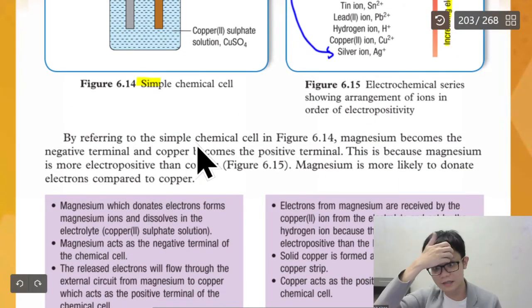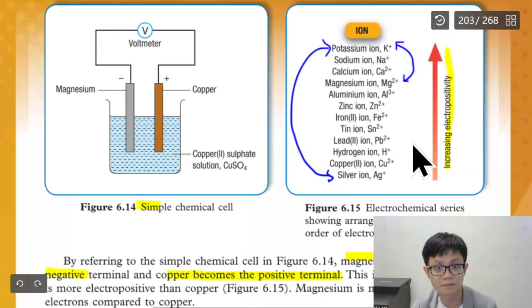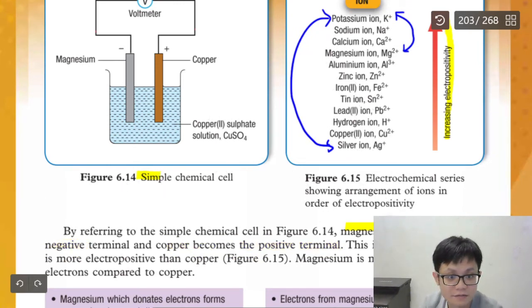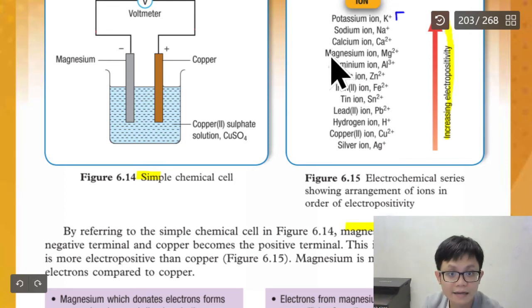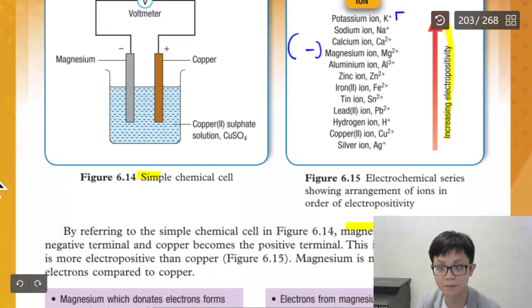So by referring to the simple chemical cell, magnesium becomes the negative terminal, while copper becomes the positive terminal. Let's say we want to use magnesium and copper. Magnesium becomes the negative terminal, and copper becomes the positive terminal.